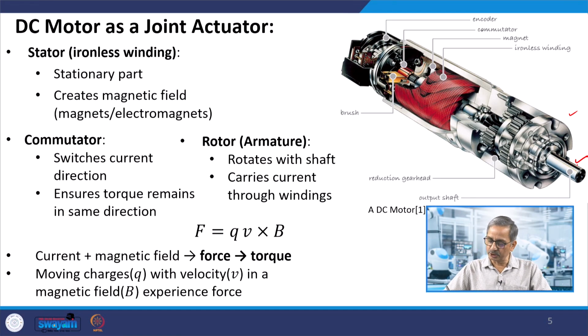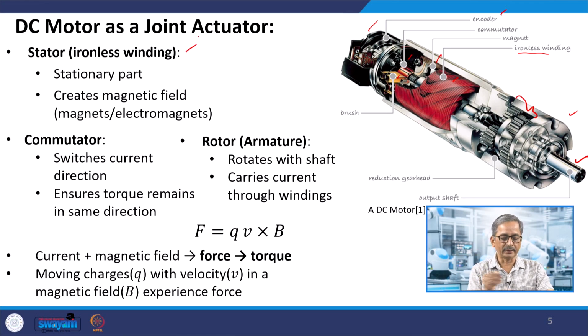This is the output shaft, and this output shaft is attached to the gearbox here, the reduction gear head. Before the gear, we have the ironless winding here, then we have the magnet, here we have the commutator, and we have the brushes, and at the back of it we have an encoder in order to measure the speed. So, this is the arrangement in a motor.